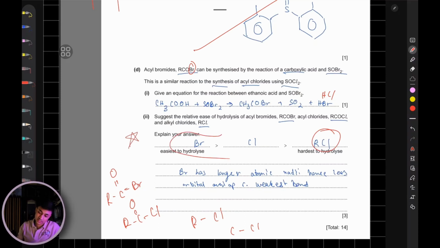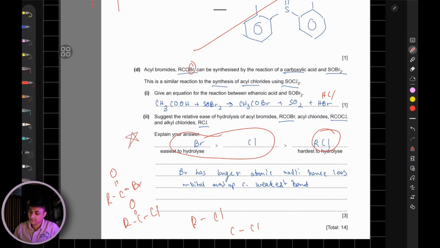Now the confusion is between bromine and the halogen chlorine. Now the issue over here is, you would probably guess that chlorine, since more electronegative, is going to have a greater negative charge compared to this carbon. Hence, it should be easier to break, right? However, that's not the case apparently.